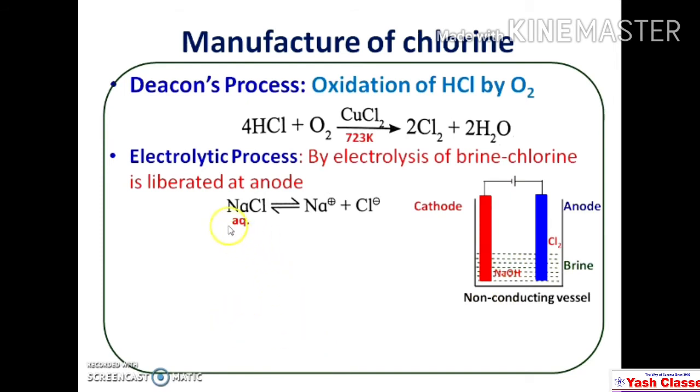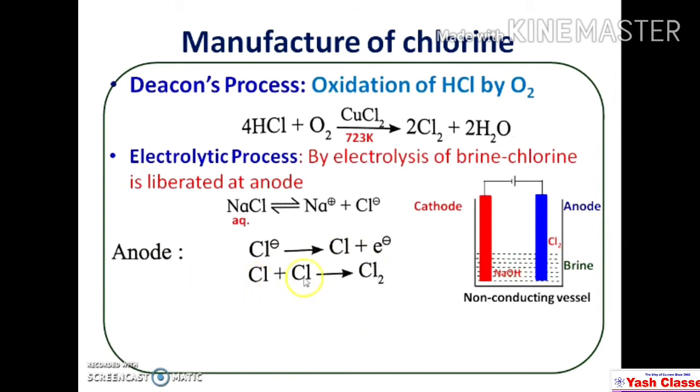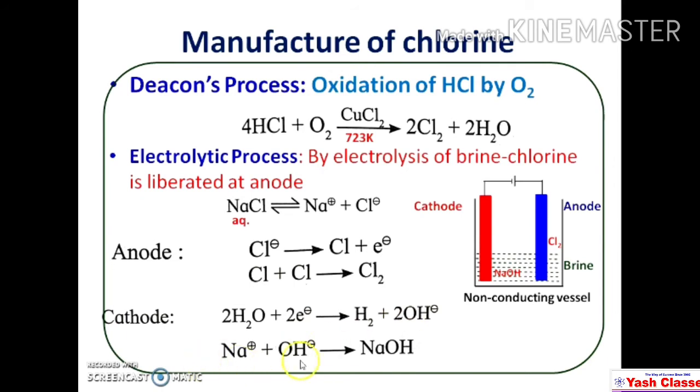Now here first of all there is a dissociation of aqueous NaCl, and there is a formation of Na+ and Cl-. Cl- migrate towards anode and this is the reaction that takes place at anode. So Cl- gets converted into Cl plus electron. Now 2 chlorine atoms combine and there is a formation of Cl2. At cathode there is a reduction of water and we get OH-, and this OH- joins with Na+ and there is a formation of NaOH at cathode.